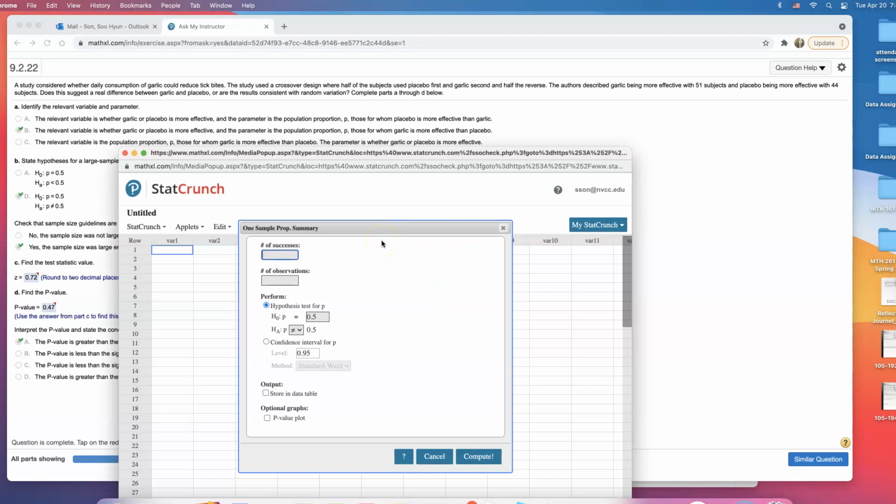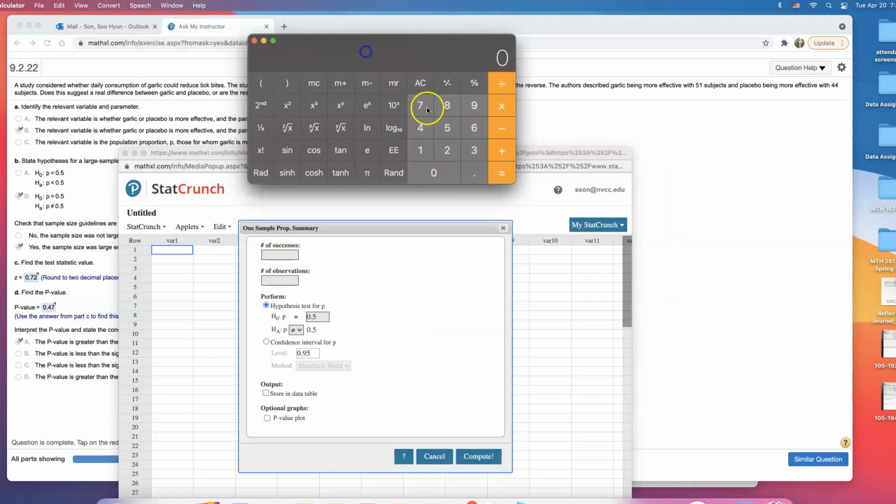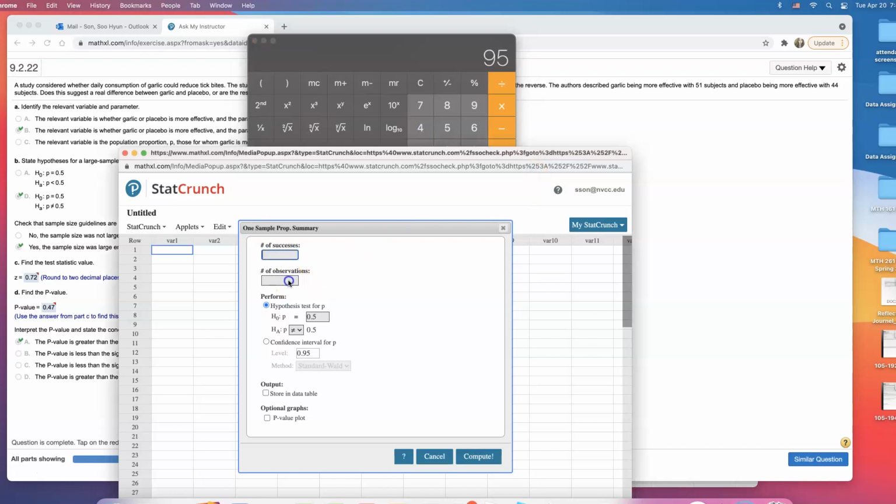They did say half got garlic, half got the placebo. I want to try to figure out how many in total they had. So what they said was there were 51 subjects who said the garlic was more effective, and there were 44 subjects who said the placebo was more effective. So what I did was I added them. So there's 95 total. So you tell them that the number of observations is 95. That's the sample size. But out of those 95, 51 of them said garlic was more effective. So that's what you want to enter, okay?